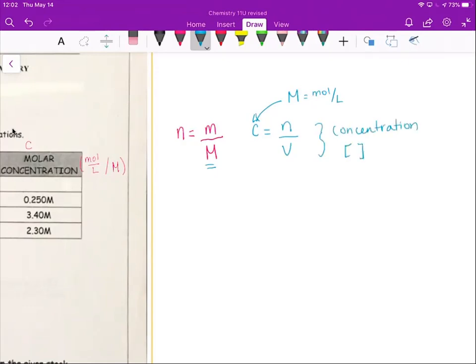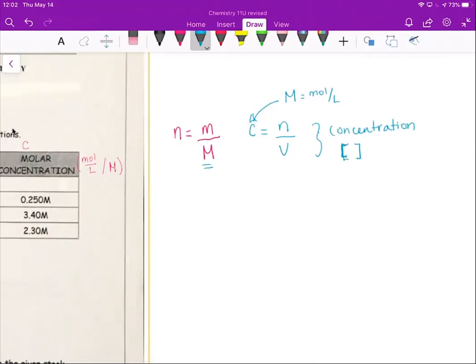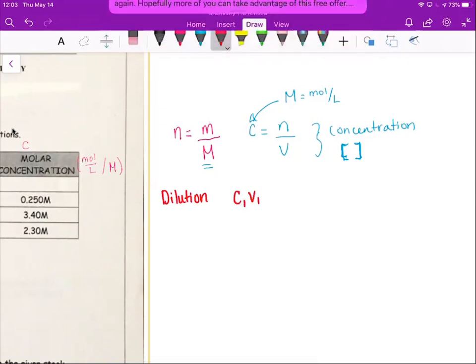And whenever you see square brackets, that's what concentration is. That's my short form, okay? Anything in square brackets means it's a concentration in either liquid or in gas. The other formula we'll use is the dilution formula, which is concentration and volume of a first solution is equal to concentration and volume of the second solution.